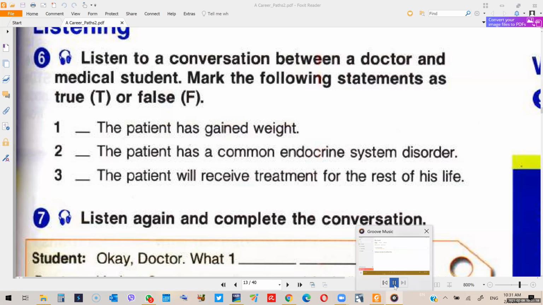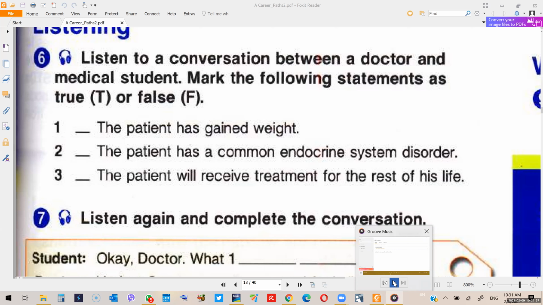Exercises 6 and 7, page 13. David, let's see if you can identify Mr. Stone's condition. Okay, doctor. What are his symptoms? He has extreme fatigue and feels lightheaded. He has lost weight and suffers from diarrhea and nausea.